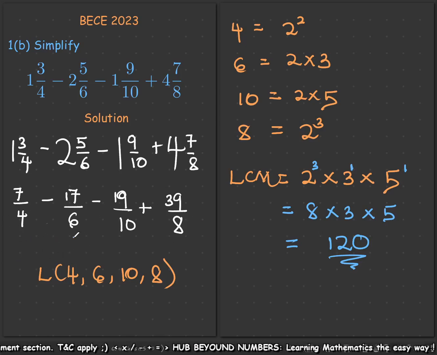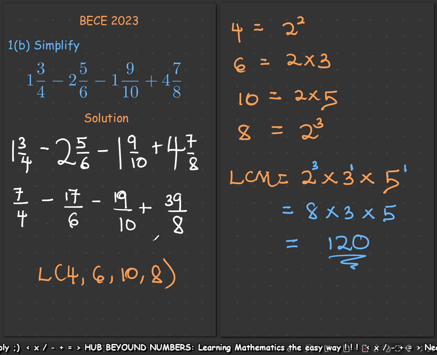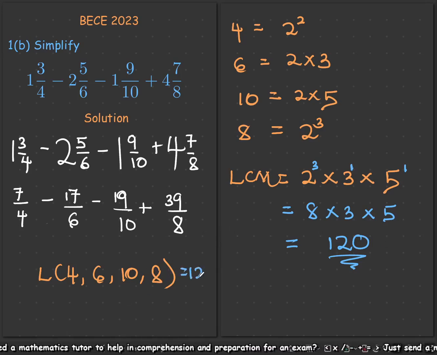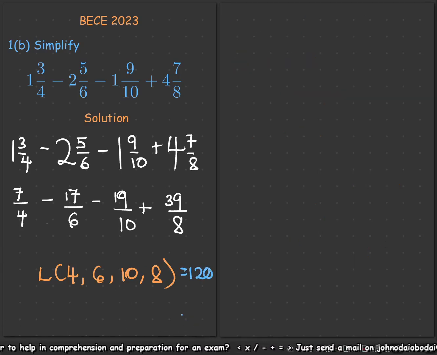You see, for instance, if we were to multiply all of this, that is 4 times 6 times 10 times 8, we would have gotten 1920, which is definitely not our LCM. And working with that will be very, very tedious. You get it? So this is how we determine LCM using the product of prime method. Since we now have our LCM to be 120, let's go on with our solution.